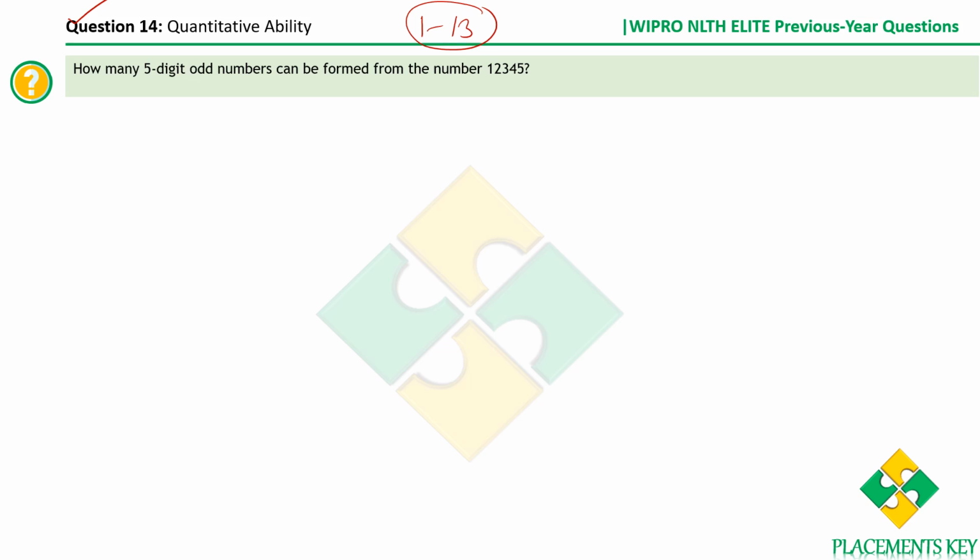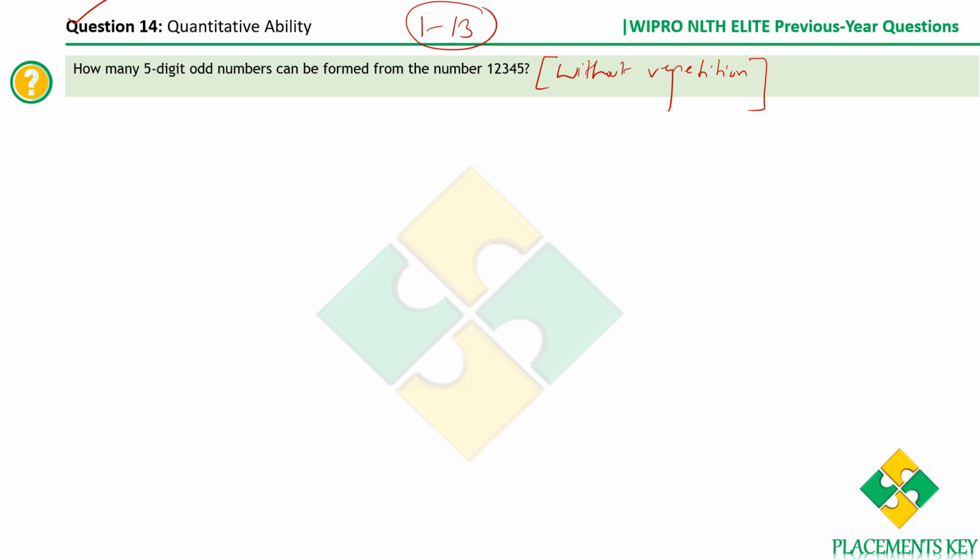How many 5-digit odd numbers can be formed using the digits 1, 2, 3, 4, 5? It is the condition of no repetition of digits that is missing in this question. Let me write it for you. It's given that the repetition of digits is not allowed. How many 5-digit odd numbers can be formed?